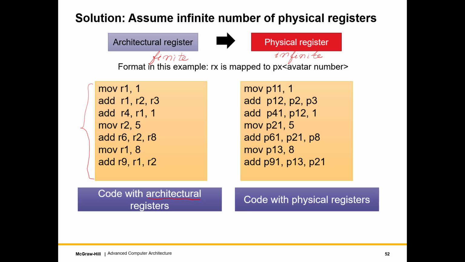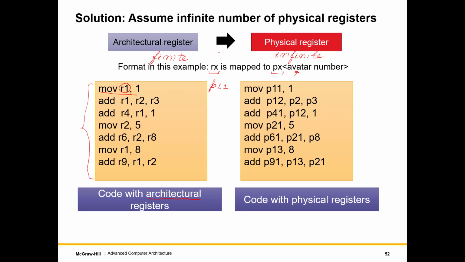So this is just a convention for this example: register Rx is mapped to physical register Px with the number of the avatar, 1, 2, 3, 4, 5, 6 and so on. Consider the first instruction, R1. We map R1 to P1, and since it is the first avatar, we say it is P11. And so move R1 1 internally.